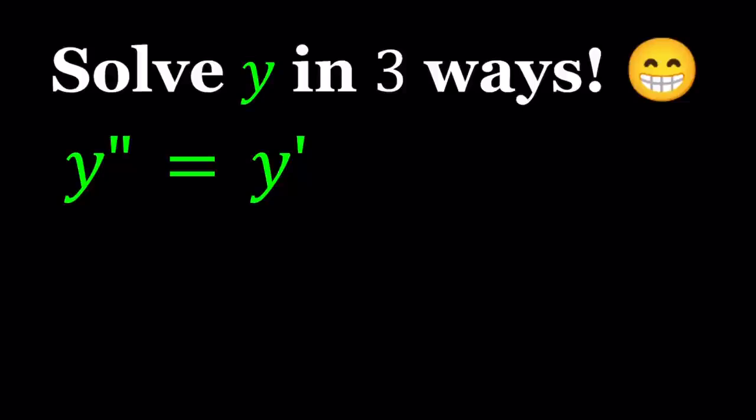So we have this very simple looking differential equation, y double prime equals y prime. So y double prime is the second derivative, which is the derivative of the first derivative. And we have the first derivative on the right-hand side. We don't have a y in this equation. We only have the derivatives. Okay, so how do we solve this equation in 3 different ways? Let's go ahead and talk about that.